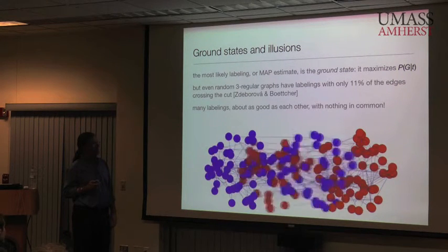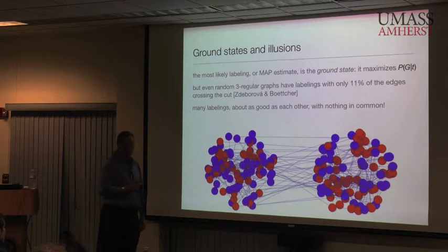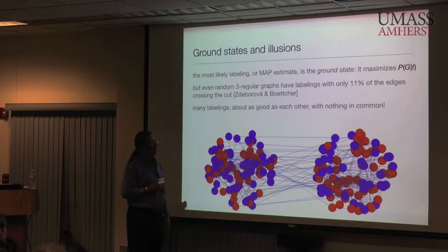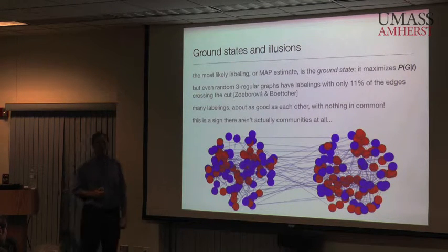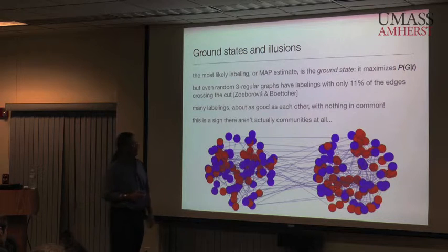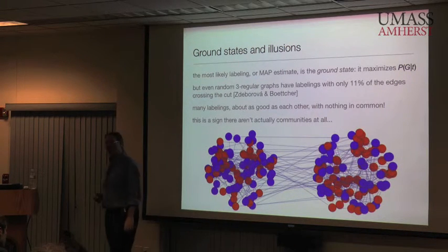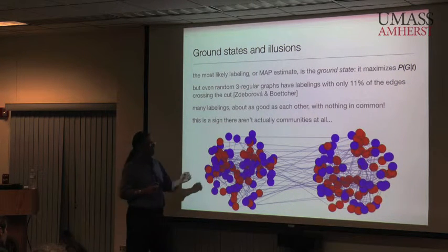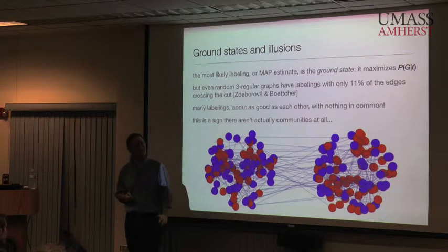But the problem is, here's another one, which is equally good and has nothing in common with the one I showed you. Okay? So what's going on? We are overfitting. Okay? So there aren't actually communities here. And one of the ways we can tell there aren't actually communities is that there are many community structures that look good, but they're uncorrelated with each other. They don't agree. So there are many good fits, but they don't share anything in common.